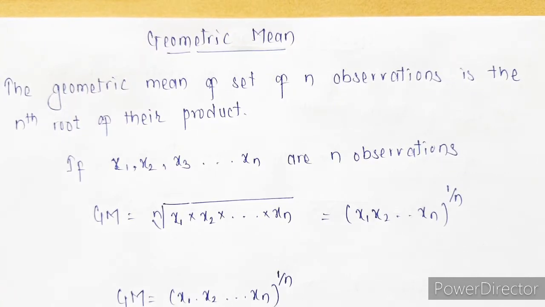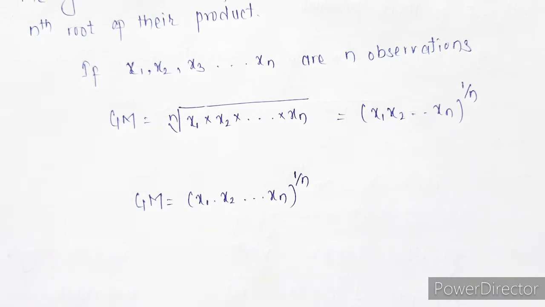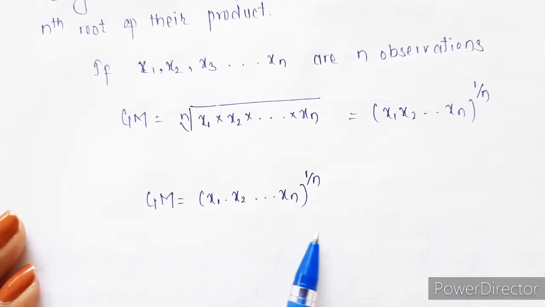Now we'll be discussing geometric mean. The geometric mean of a set of n observations is the nth root of their product. Now if these are the n observations given, geometric mean is nothing but the nth root of this observation, which can also be written as this. Now one thing is we can calculate geometric mean directly using a calculator, or the other way is we can use a logarithmic table. Now this is the geometric mean given.